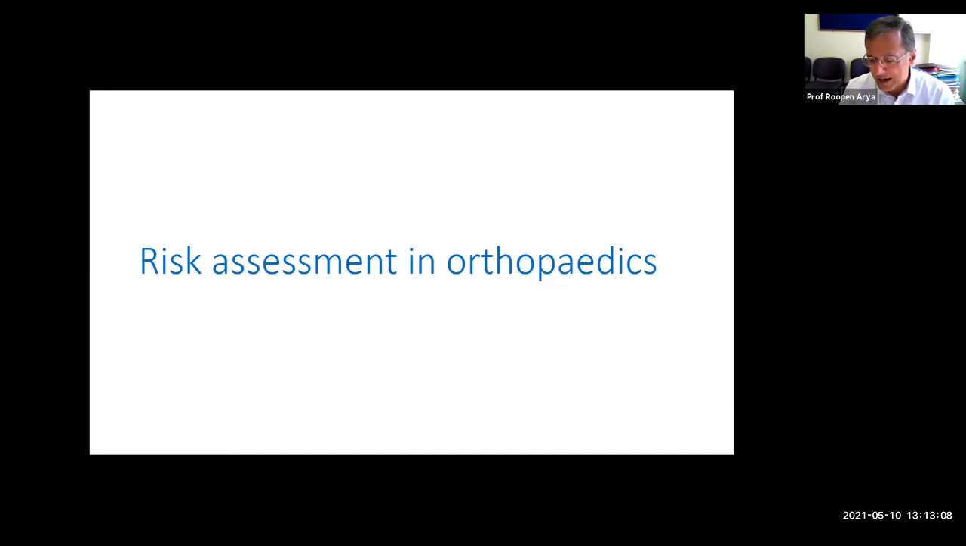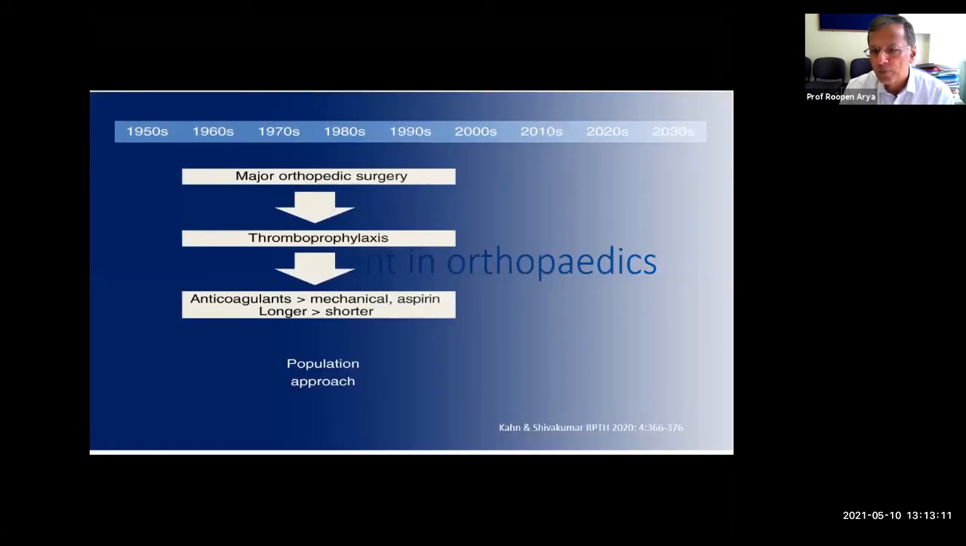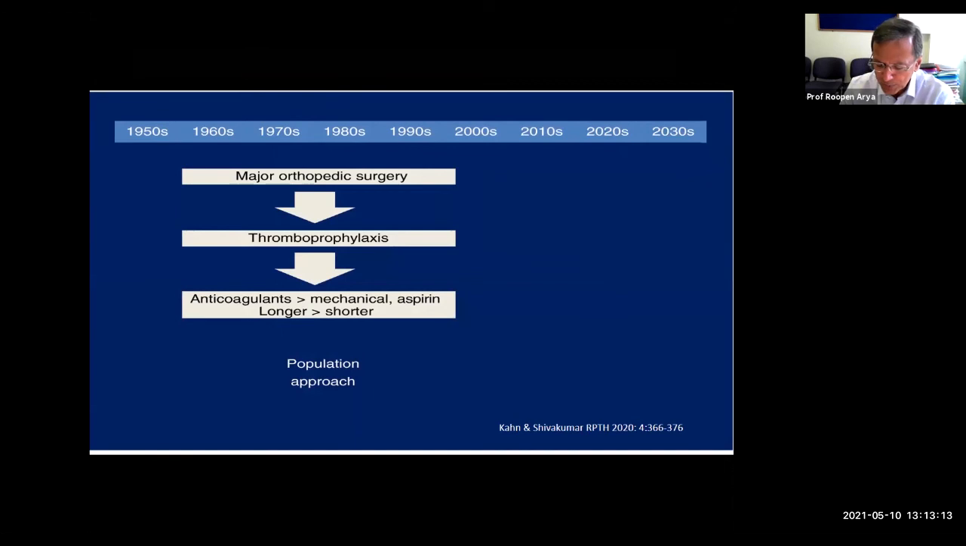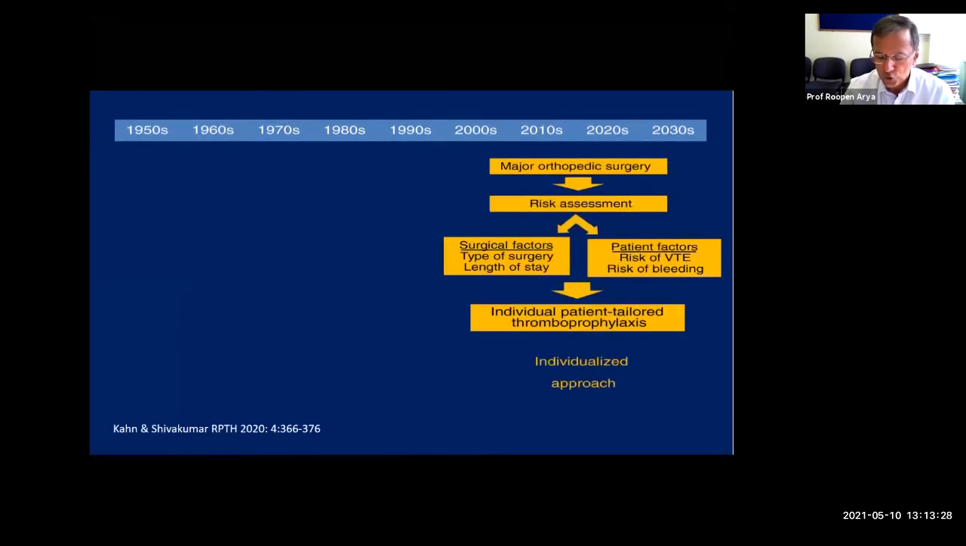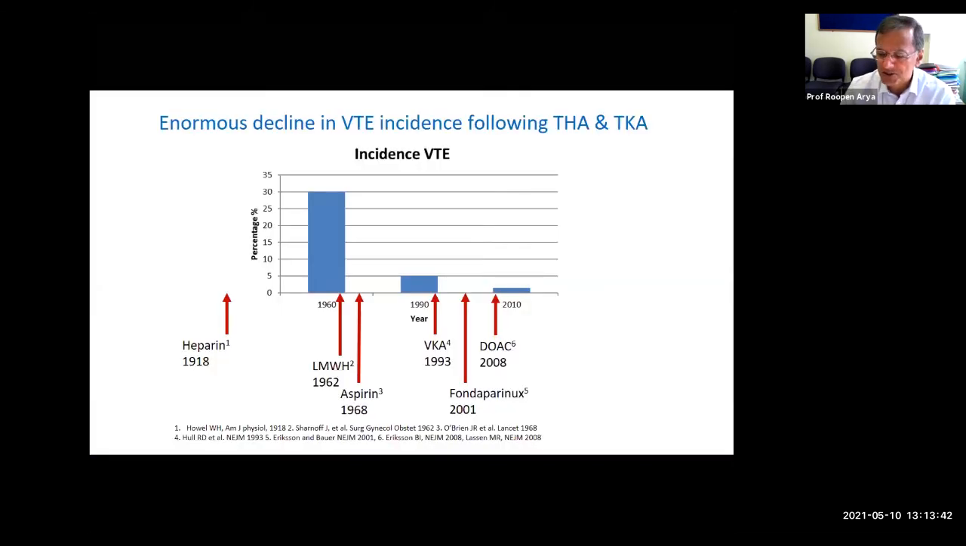There's been a shifting landscape in orthopedics from an initial population-based approach where the surgery attributed risk far outweighed the patient-specific risk factors and really was sufficient to guide the prophylactic approach, to a more tailored, individualized approach where the patient risk factors for both VTE as well as bleeding are taken into account in addition to the surgery to help guide thromboprophylaxis.